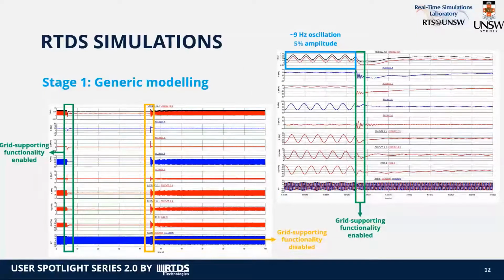In stage 1 of the project, where we consider generic power system components and control models, we were able to observe the positive impact of the grid supporting battery when connected to the grid. In this particular case, before enabling the grid supporting functionality of the battery, the system presents oscillation of 5% peak to peak with a frequency of 9 Hz during normal system conditions. When the functionality is enabled, such oscillations are damped. Furthermore, if we disable the functionality after a period of time, oscillations appear again in the system.